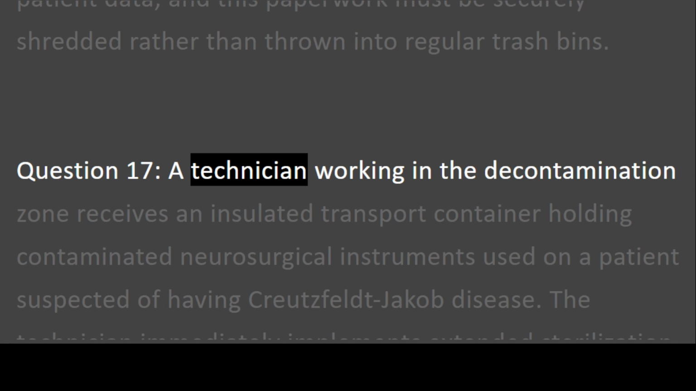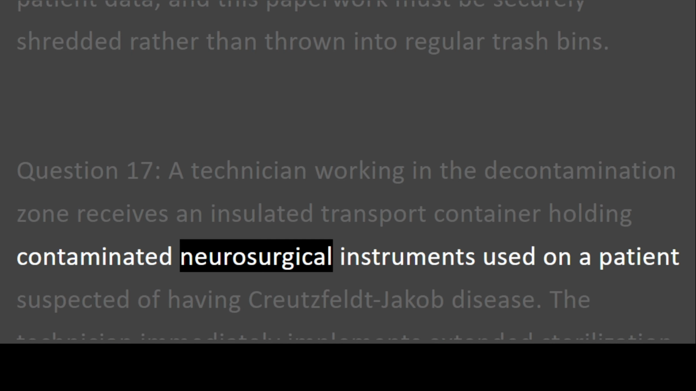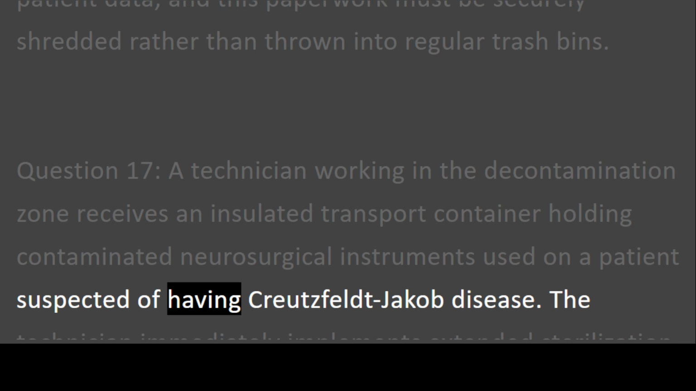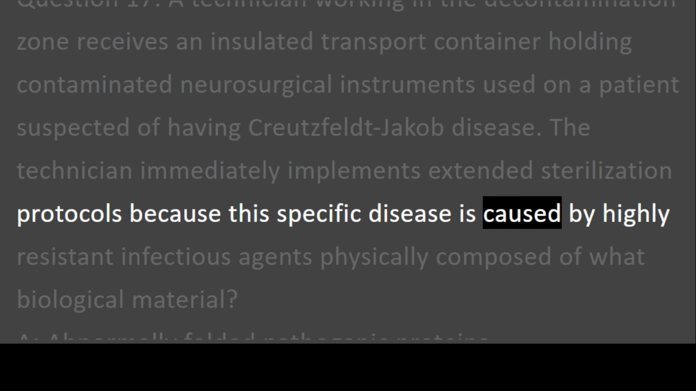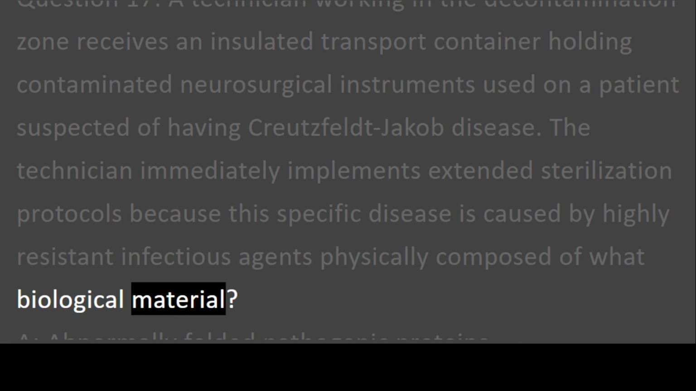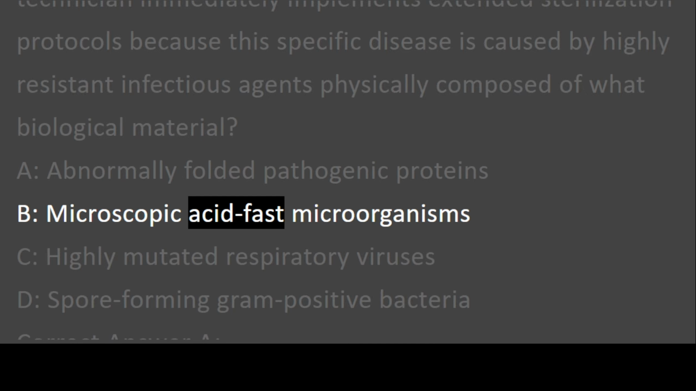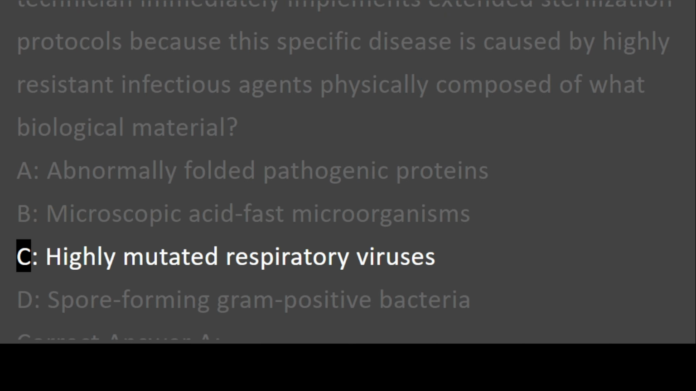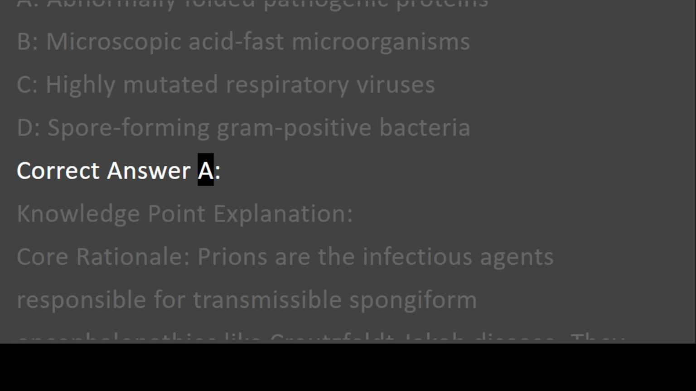Question 17. A technician working in the decontamination zone receives an insulated transport container holding contaminated neurosurgical instruments used on a patient suspected of having Creutzfeldt-Jakob disease. The technician immediately implements extended sterilization protocols because this specific disease is caused by highly resistant infectious agents physically composed of what biological material? A. Abnormally folded pathogenic proteins. B. Microscopic acid-fast microorganisms. C. Highly mutated respiratory viruses. D. Spore-forming gram-positive bacteria. Correct answer A.